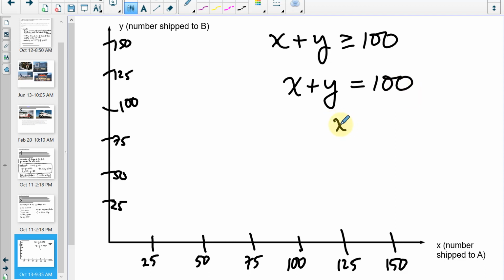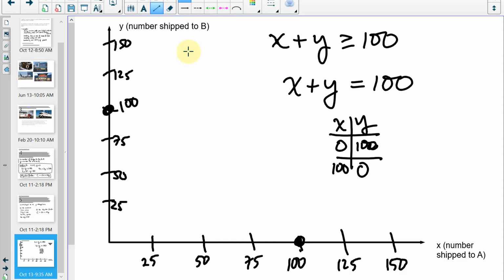So this is a straight line. You can graph that by just getting 2 points. So we can do intercepts. If you make x equals 0, the y is 100. If we make y equals 0, then the x is 100. So that means I can plot 2 points that I know are on the boundary. And with those 2 points forming the boundary, now I can graph the line. So that's the line that goes through those 2 points.